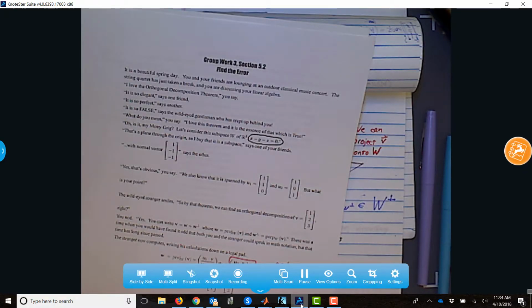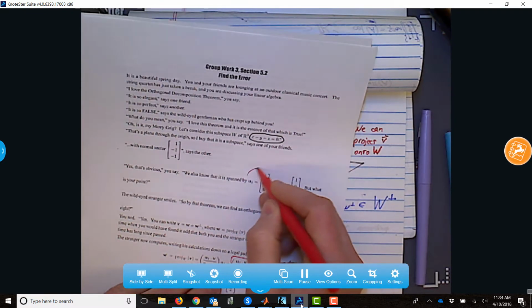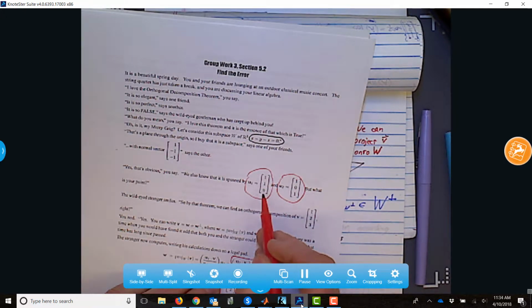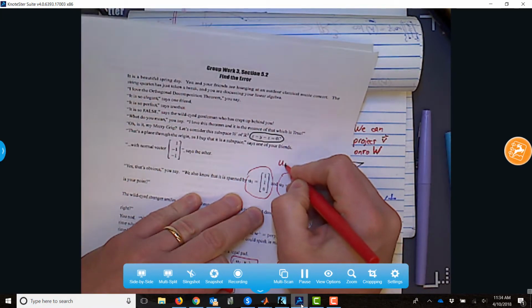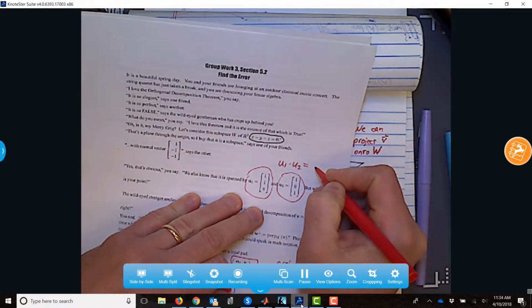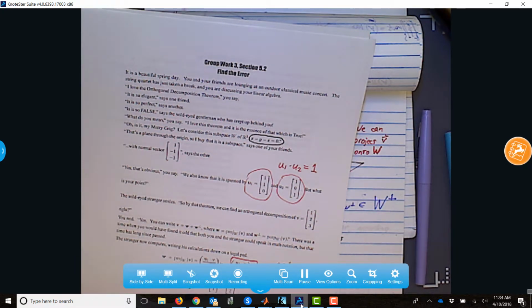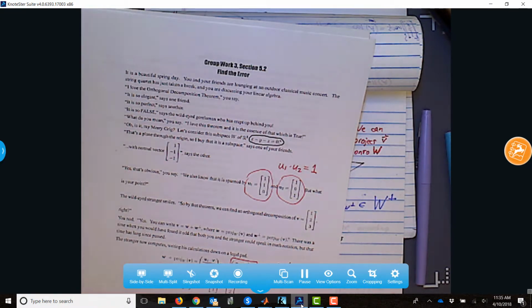What do we not have? It's not orthogonal, right? How do I know this is not an orthogonal basis? If you took the dot product, what is U1 dot U2? It's 1. And what this shows you is the value of an orthogonal basis. We have this theorem that is really nice, but the proof only works if you have an orthogonal basis.